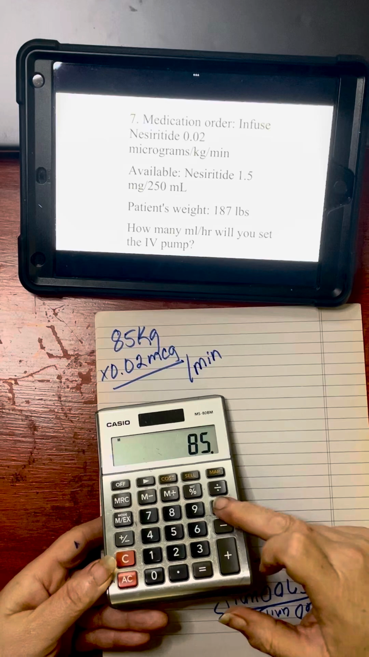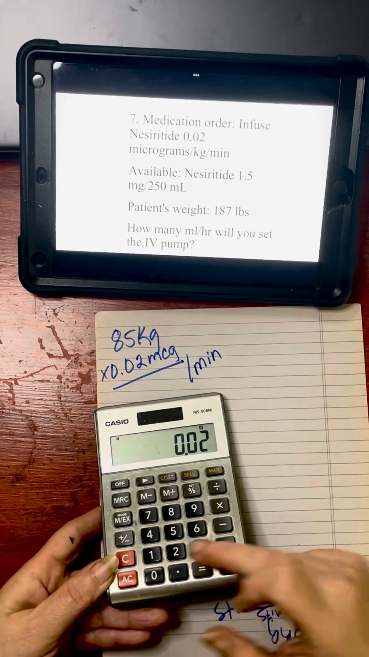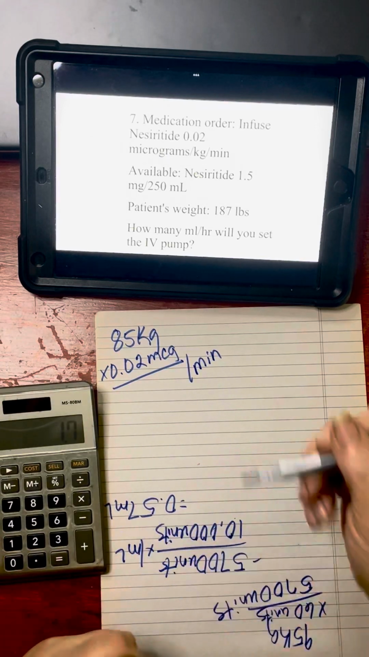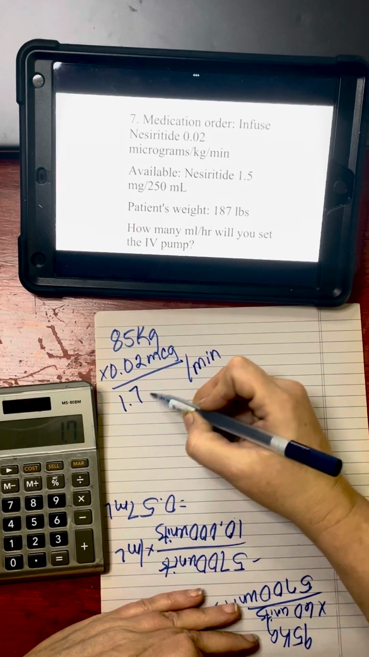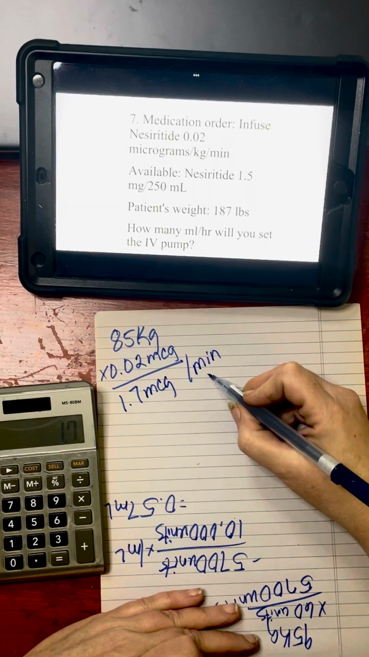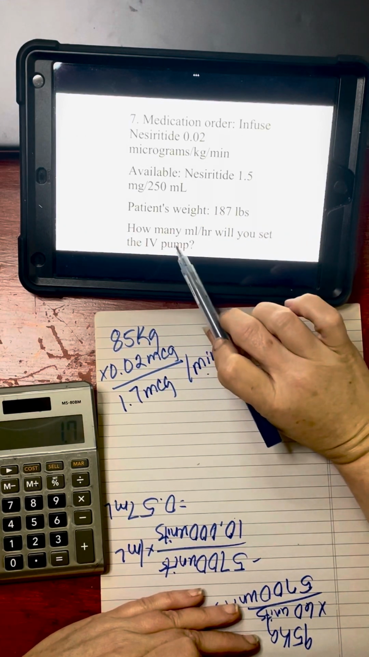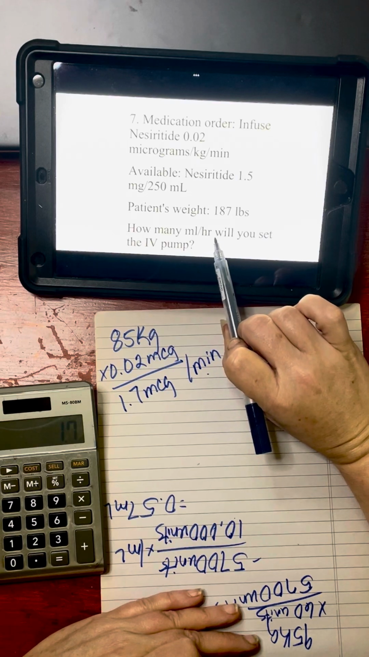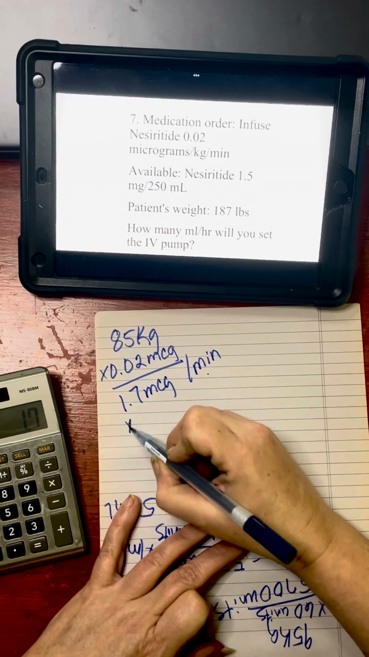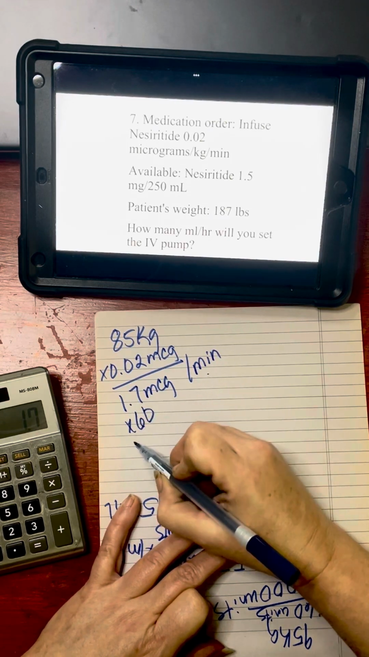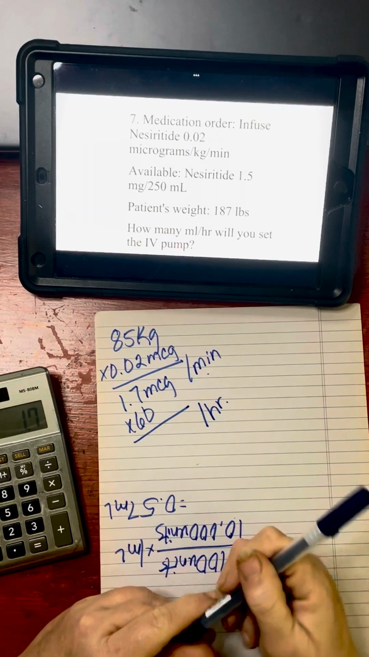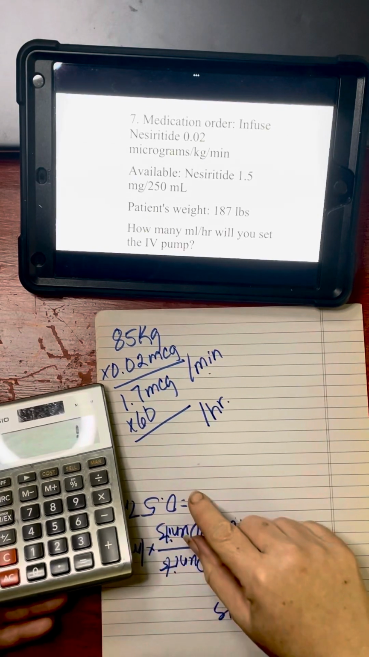So we're multiplying 85 times 0.02, and that's going to be 1.7 micrograms per minute. But they want our answer as milliliters per hour. So we're going to multiply this number times 60, and that's going to tell us how many micrograms per hour. You can do it.